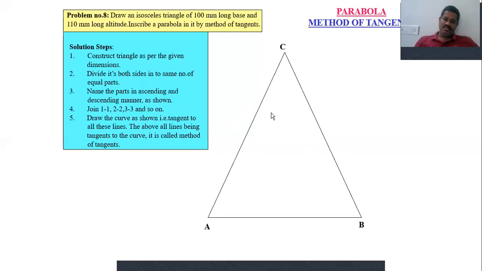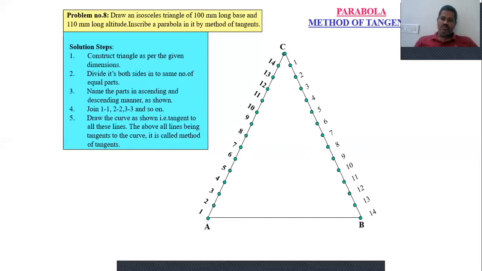Now divide AC into 15 equal divisions like this, and name these points as 1, 2, 3 up to 15. The other side also, name all those points from 1 to 15 like this. The order is very, very important. So 1 to 15, and here from 1 to 15. After dividing the sides of the triangle into convenient equal divisions, join the first point at the top and the first point at the bottom. Then second and second, third and third, fourth and fourth like this. 1 and 1, 2, 2.